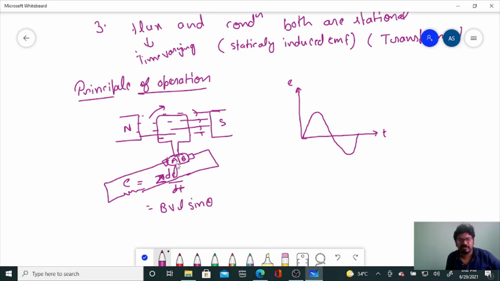Okay. So what are these commutator segments doing? Converting the AC into DC. So how are they converting it? It's a diagram. This is the flux, this is the conductor. Suppose the direction of current is like this. Okay, and this is your commutator segments A and B.